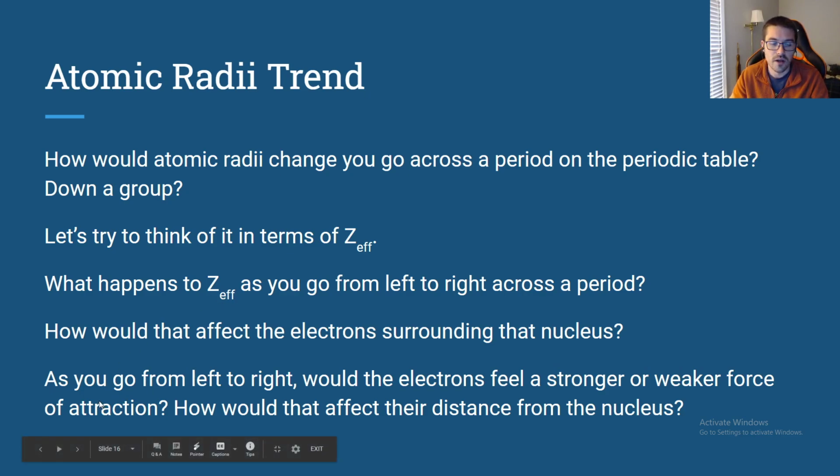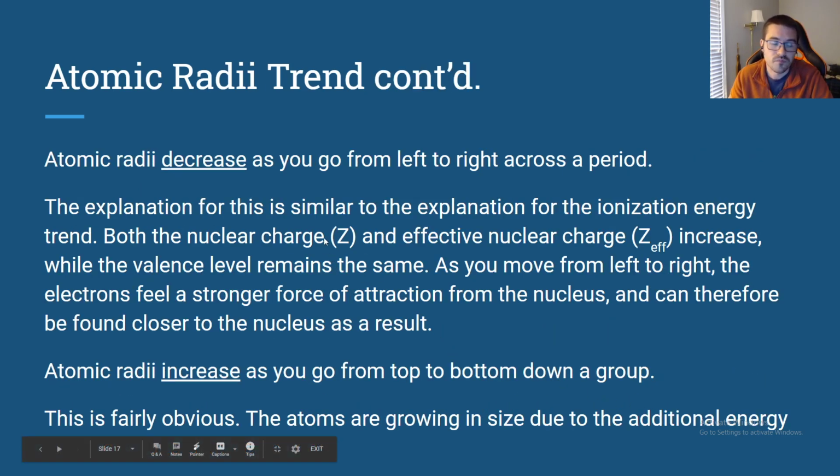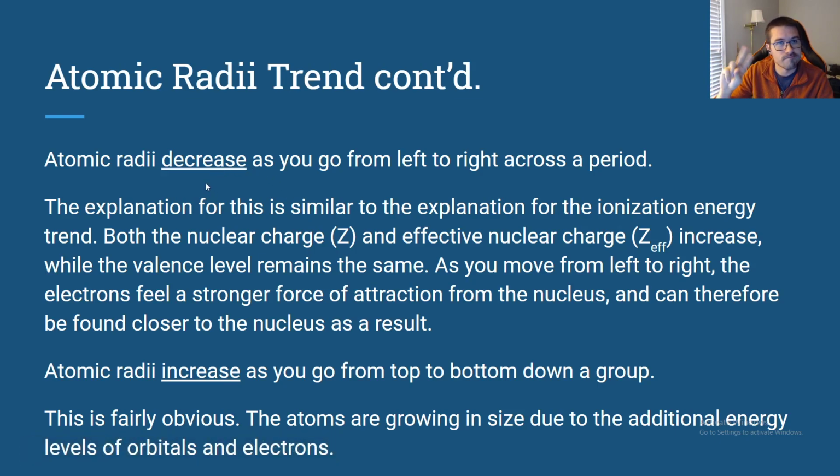Think about Coulomb's law, right? If Q1 is going up, then the attractive force is going up. So if the electrons are feeling a stronger force of attraction, how would that affect their distance from the nucleus? Would they be closer or farther away if they feel a stronger force? I hope you're thinking that they would be closer, right? And that's true, right? So this is kind of weird. This is one of the trends that is a little counterintuitive, right?